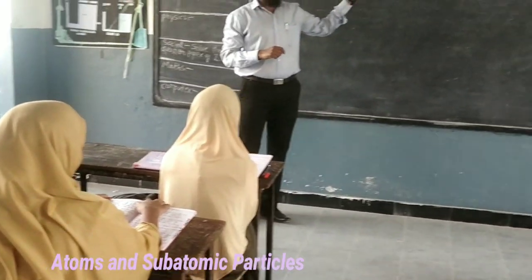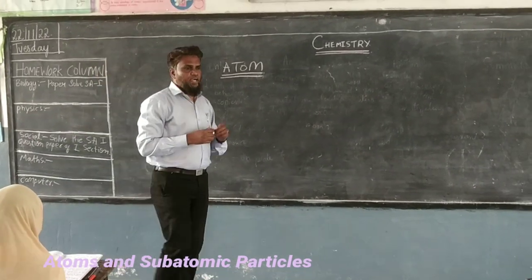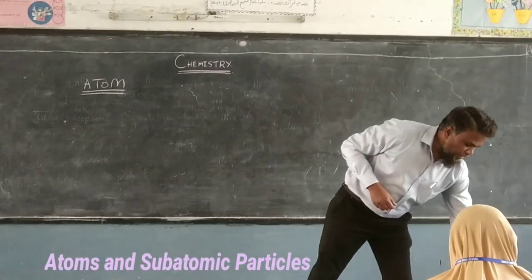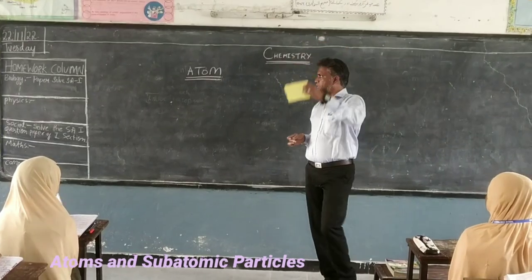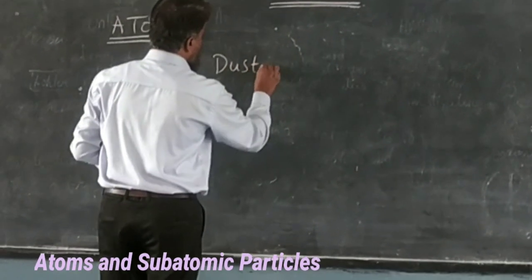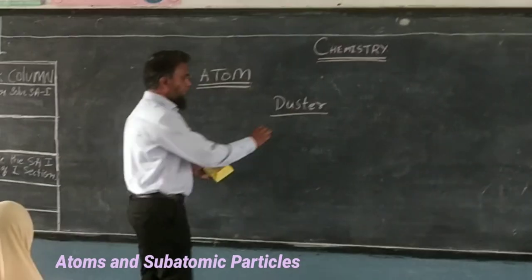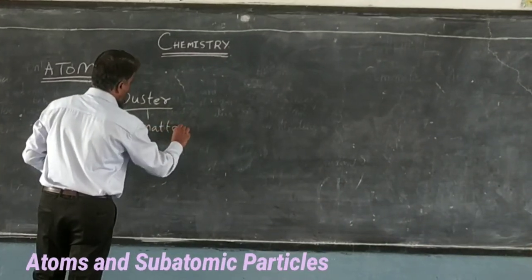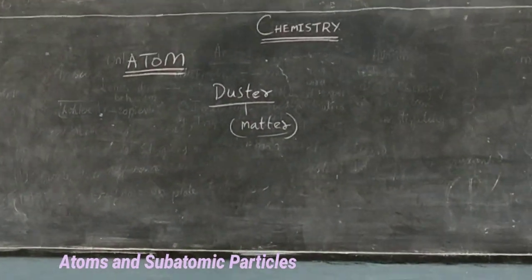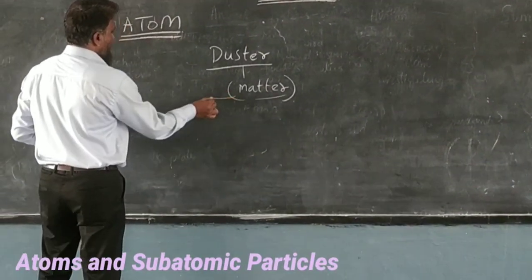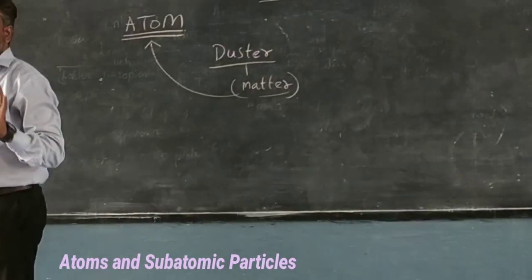The most important topic of chemistry is the atom. First of all, we should know what an atom is. Before understanding the atom, we should know where these atoms are present. For example, what is this? A duster. The duster comes under matter. Duster is a matter. So, where do you find atoms? In matter. So by this we can say that atoms are present everywhere.